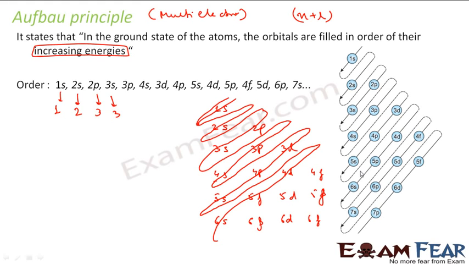So this is an easy way to understand, but the logic here is this is lower energy, this is higher energy orbitals. So the lower energy orbitals get filled first, then higher, and it goes on. So this is the Aufbau principle, which says that the lower energy orbitals get filled first and then the higher energy.